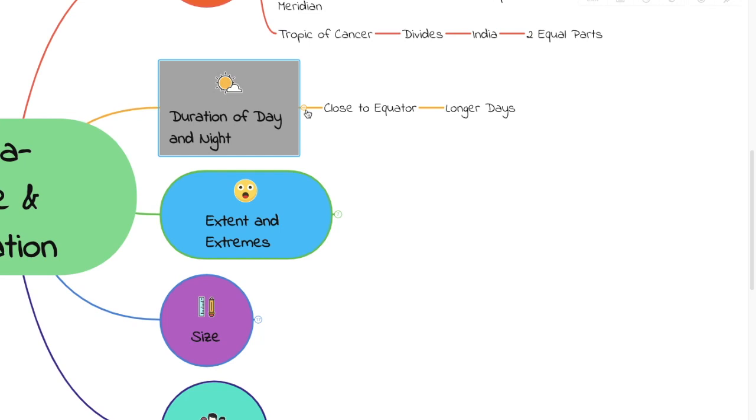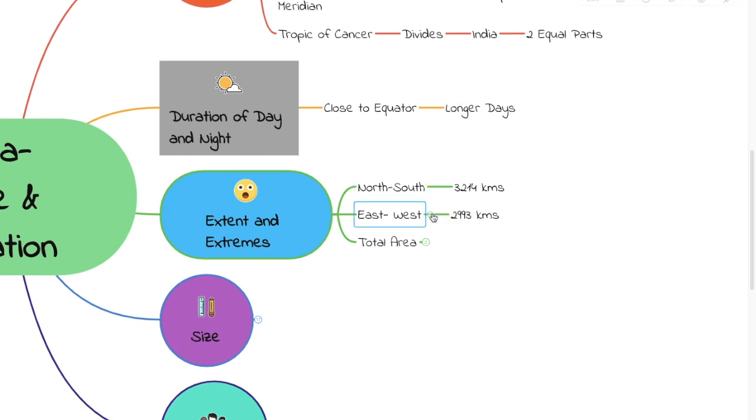Let's talk about the extent and extremes of India. North to south, the extension of India is 3,214 kilometers, whereas from east to west it is 2,993 kilometers, and the total area of India is 32,87,263 square kilometers, which comes to about 3.287 lakh square meters. Just remember, this is square kilometers and this is square meters.